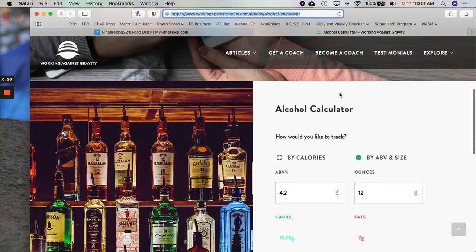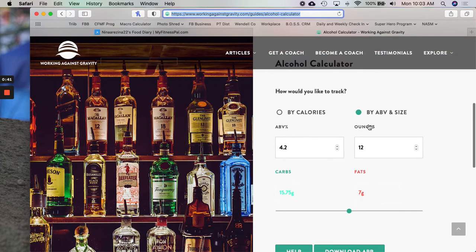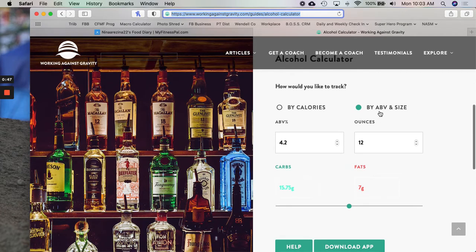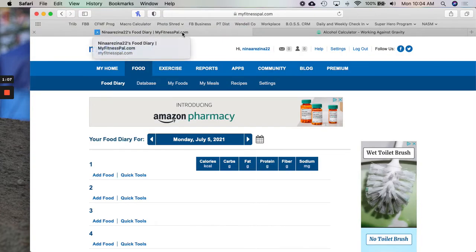So I'm going to show you the difference between a Miller Lite in MyFitnessPal and a Miller Lite in the alcohol calculator. So I know that one 12-ounce can of Miller Lite has 4.2% alcohol by volume. Okay, and this is a more accurate way to do it. Calories is not. So always try to go by alcohol by volume and size. So what I have to take away for one Miller Lite is 15 grams of carbohydrates and 7 grams of fats. Now that's because there's a fourth macronutrient, alcohol, which MyFitnessPal doesn't account for, and there are 7 calories per gram for alcohol, instead of protein has 4, carbs has 4, and fats have 9.